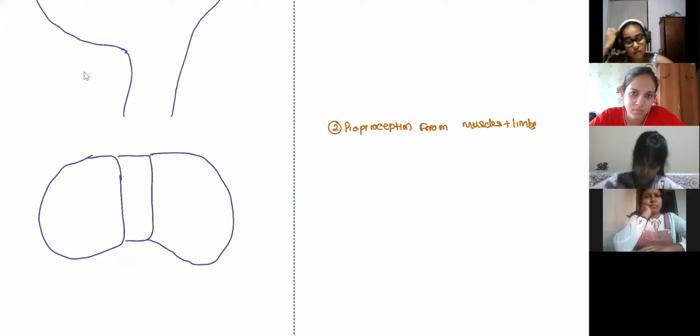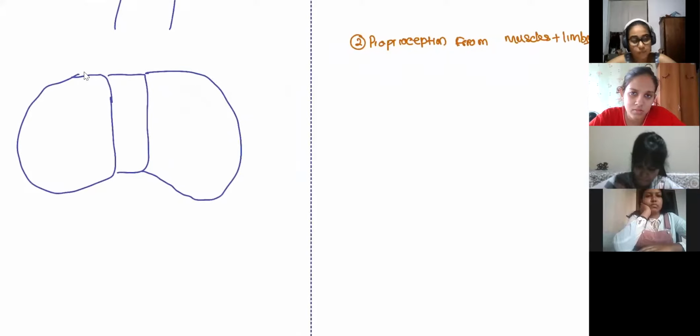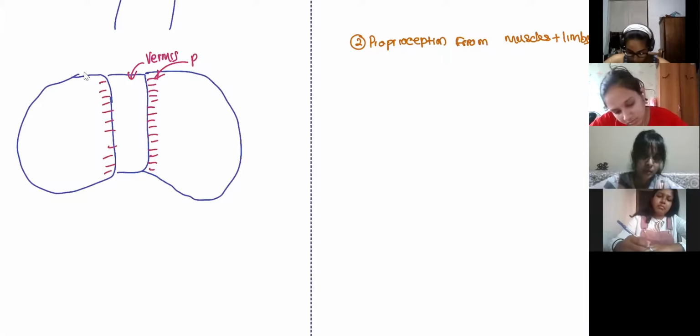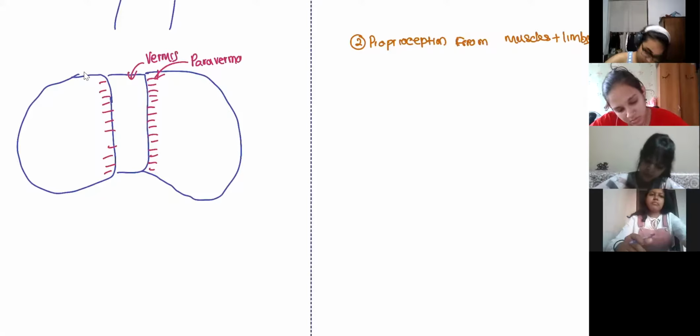Can someone tell me, this is the vermis. Okay. What is this area? Paravermal. Yeah. Guys, if you have to memorize that, you will have to study anatomy from the beginning. Okay. This is basic labeling.